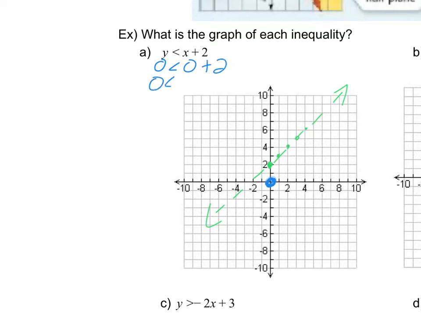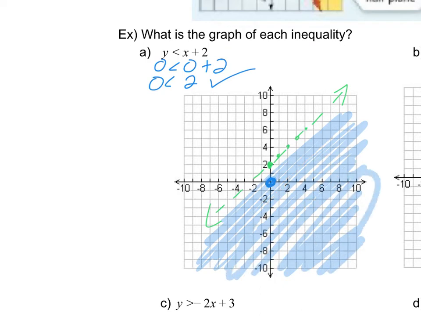And then let's test it. Is 0 less than 2? Well, yes, it is. So that will be the direction that I shade my line. So it will be all right here. Let's make this a little bit bigger. So this will be my area that is shaded. So this is the half plane that works. Okay, that was the way if you can't remember the shortcut.